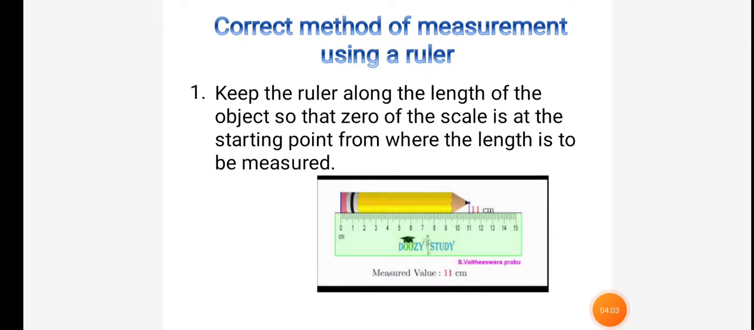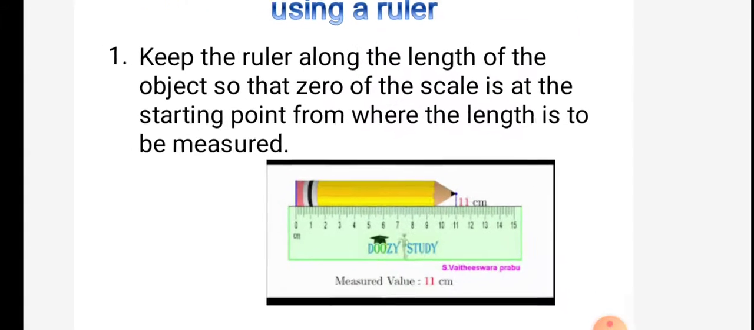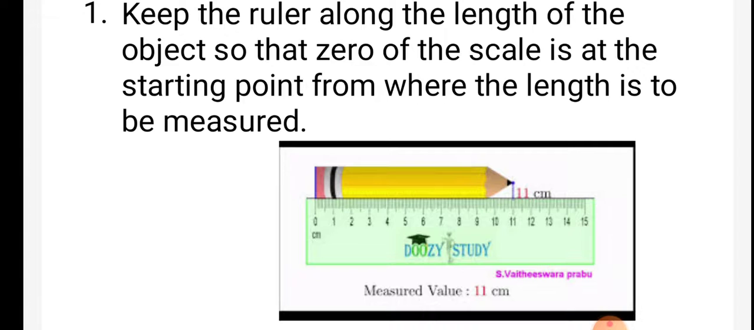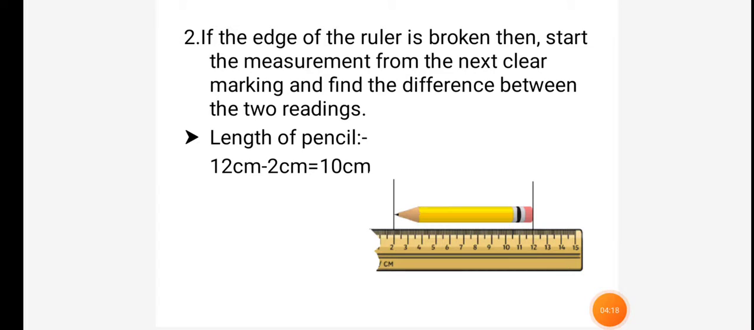Now we will learn correct methods of measurement using a ruler. Step number 1. Keep the ruler along the length of the object so that the zero of the scale is at the starting point from where the length is to be measured. Step number 2. If the edge of the ruler is broken, then start the measurement from the next clear marking and find the difference between the two readings.